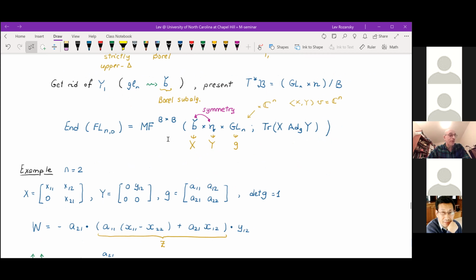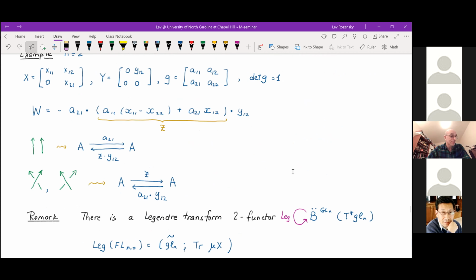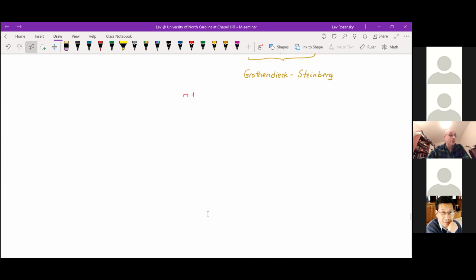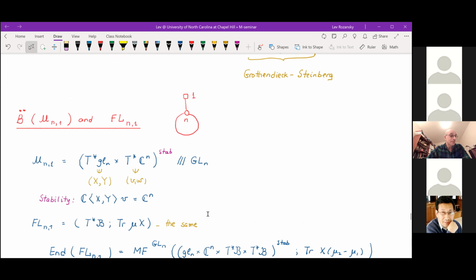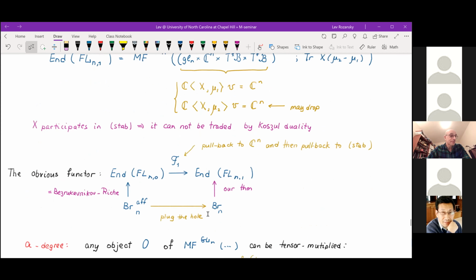So again, the category that you use in case of R equal to 1 is the same simplified one, except you add Cn for the vector and this condition. And the rest is the same again. So there is an obvious functor from endomorphisms in case of R equal to 0 to endomorphisms in case of R equal to 1. You simply pull back to this extra Cn and then restrict to the stability condition. So this F1 is very easy.